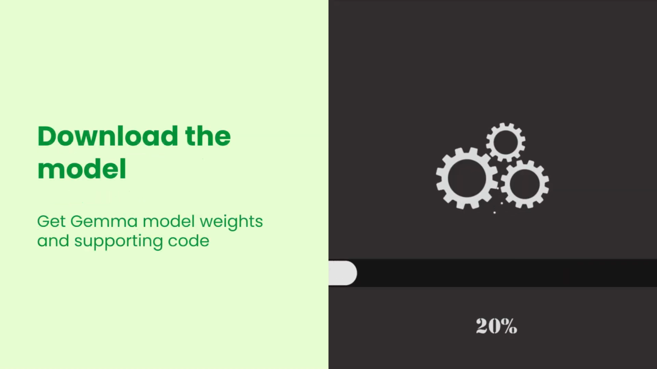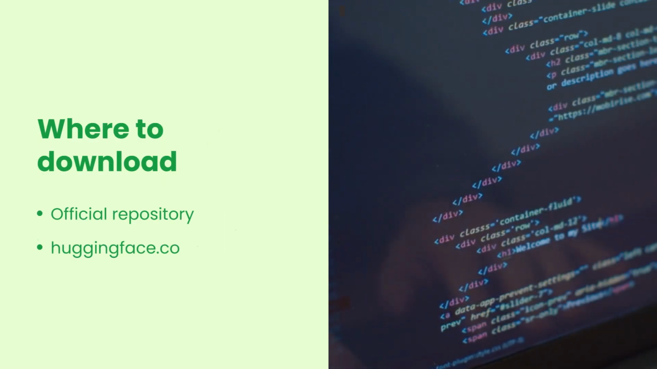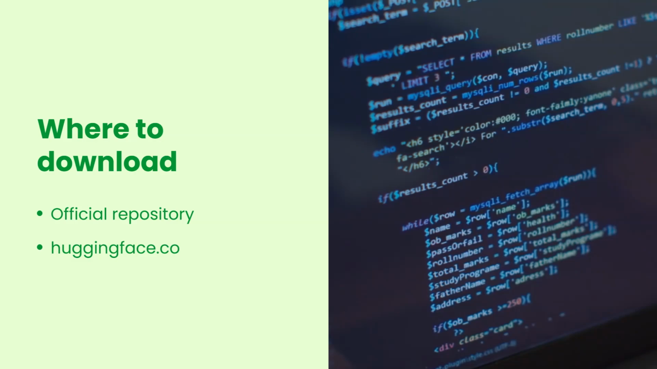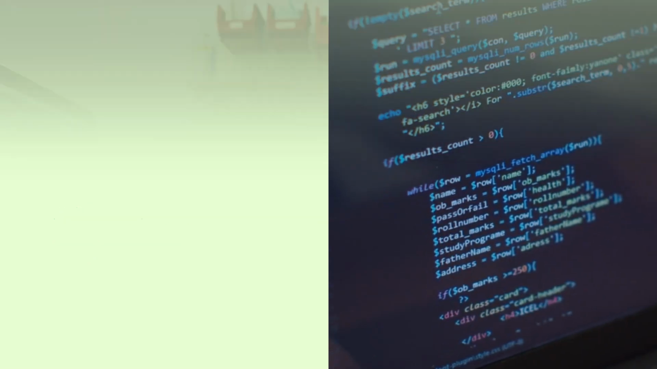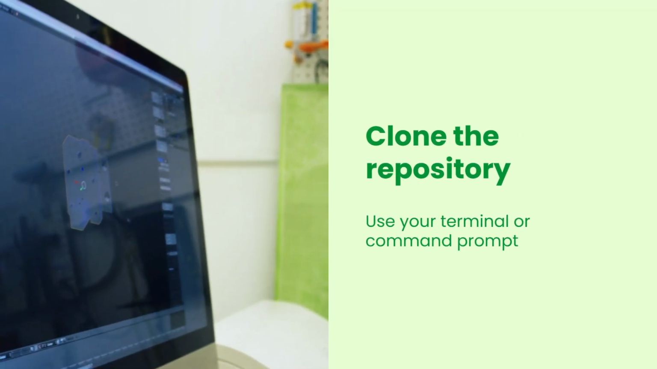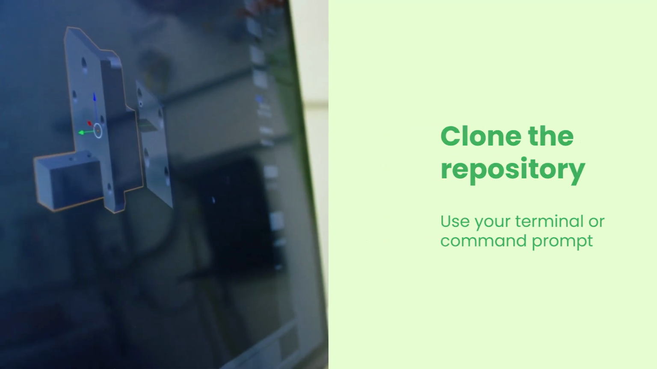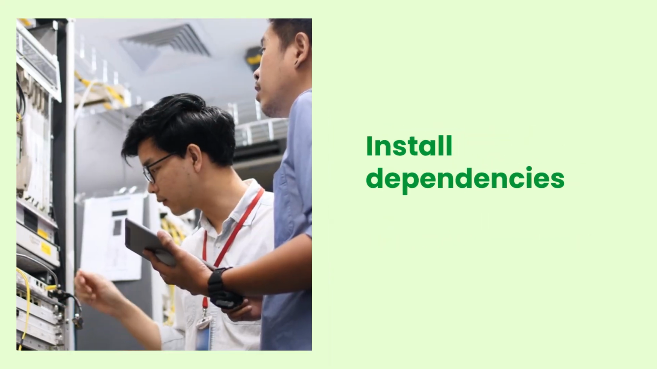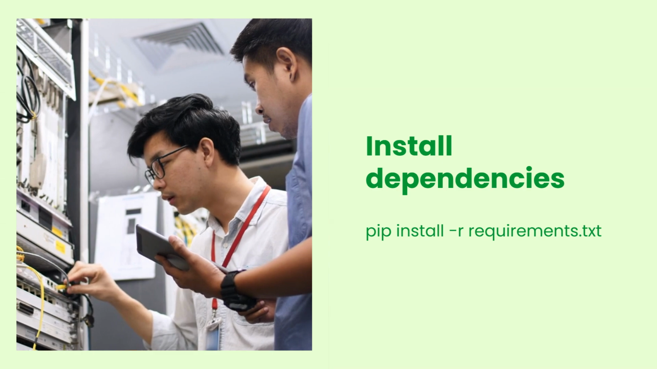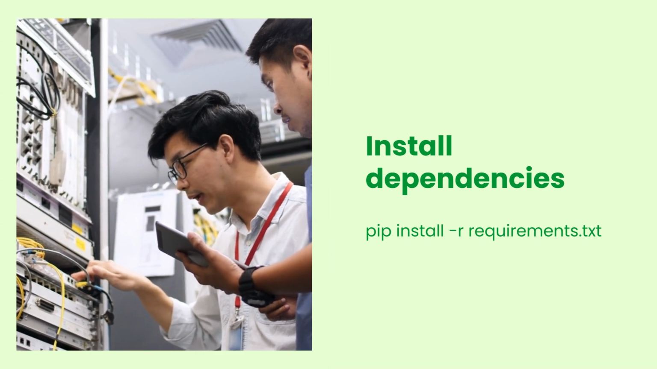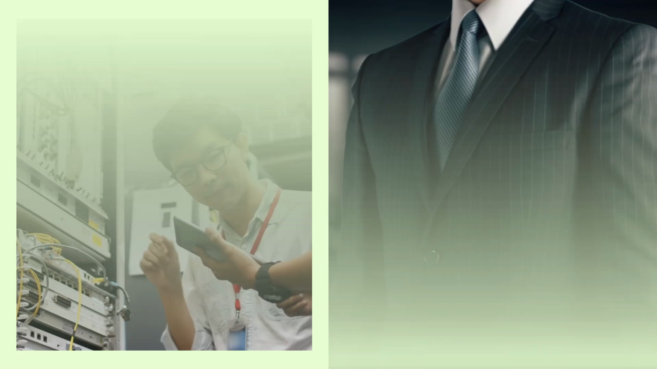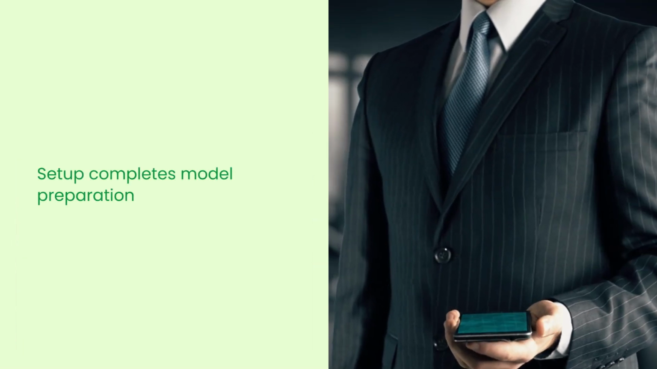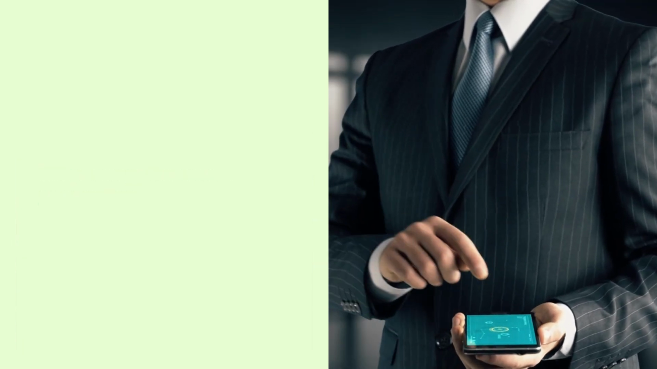Next, download the Gemma model weights and its supporting code. Google provides these through their official repository or huggingface.co. Navigate to your terminal or command prompt and clone the repository. Then, install dependencies with a simple command, pip install -r requirements.txt. This step will set up everything needed for the model to function.